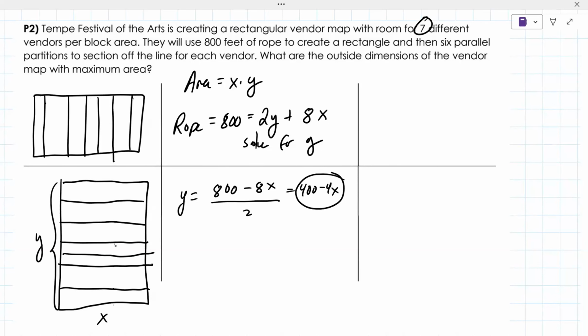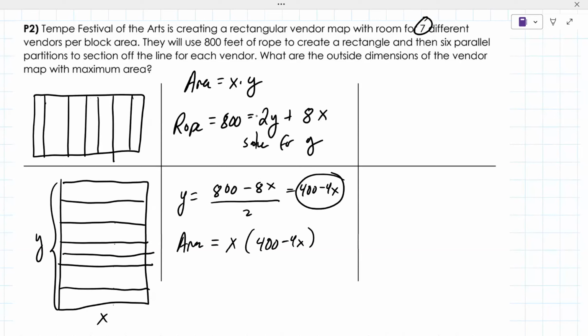Wait, I don't remember, wouldn't it be 800 plus 8x divided by 2? You're moving the 8x to the other side of the equation, so it becomes negative. Oh yeah. Okay, good question, because we got to get this right. So your area is x times y. Y is 400 minus 4x.